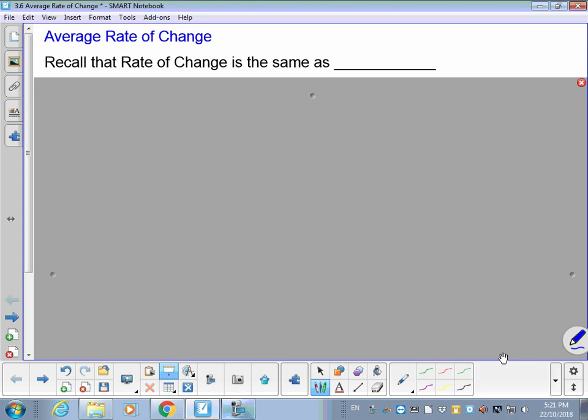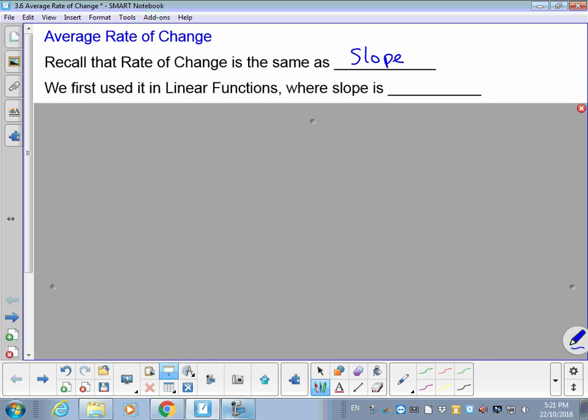Today we're going to talk about rate of change, and it's actually something that you talked about in the past. You have to think back to grade 9, because in grade 9 you did a lot of stuff with rate of change, although they may not have called it that. They may have called it slope. Now in grade 9 we dealt specifically with linear functions.